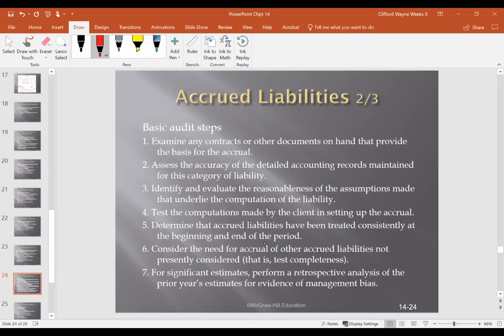So yeah, test the computations made in setting up the accrual. So rework the numbers, make sure they didn't do a mathematical error. Determine that accrued liabilities have been treated consistently, so they're not just doing it this year; if they did it last year, they better be doing it this year. Consider the need for accrual of other accrued liabilities not presently considered, right? And again, we're looking for completeness there.